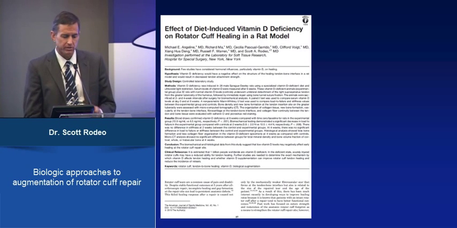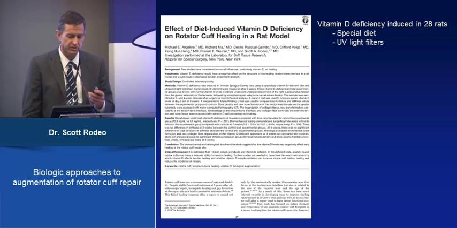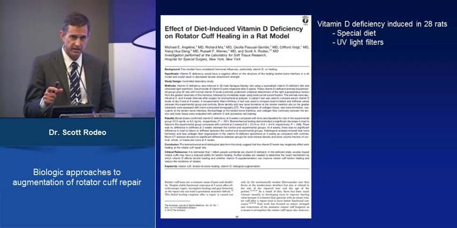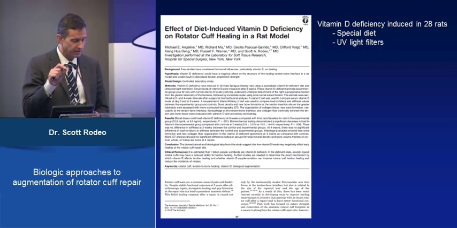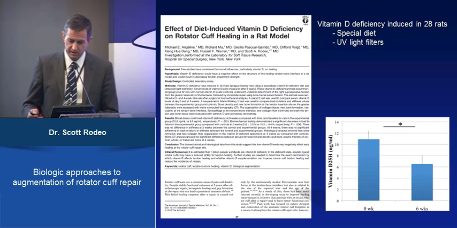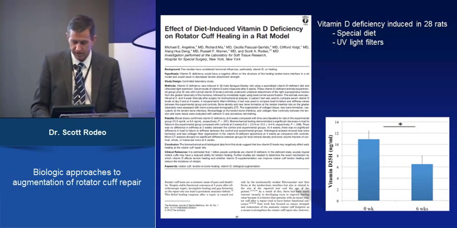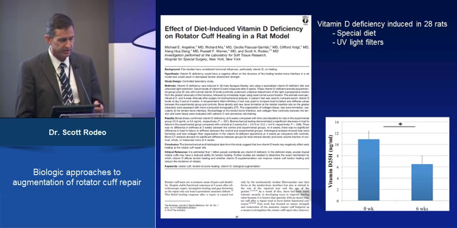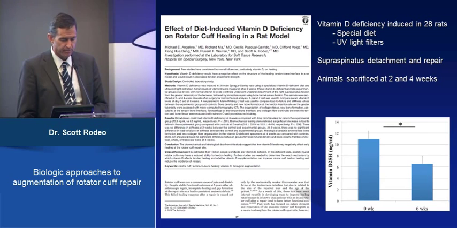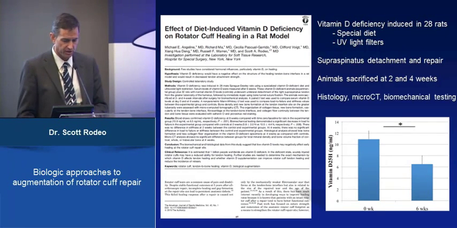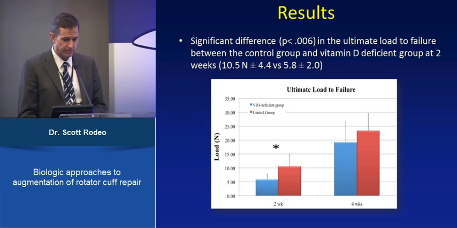We went back to our rat model again and induced vitamin D deficiency by using a specialized vitamin D deficient diet and ultraviolet light filters to remove UV light. And we found that we could in fact drive the vitamin D levels down in our animals. So we can make a vitamin D deficient rat, and we did our simple supraspinatus detachment and repair and looked at these animals at relatively early time points, 2 and 4 weeks, with histology and biomechanical testing. And we find that there's a significant difference in the ultimate load to failure between the control group and the vitamin D deficient group. The vitamin D deficient animals were weaker. There's lower tendon repair strength at the early time point with vitamin D deficiency.